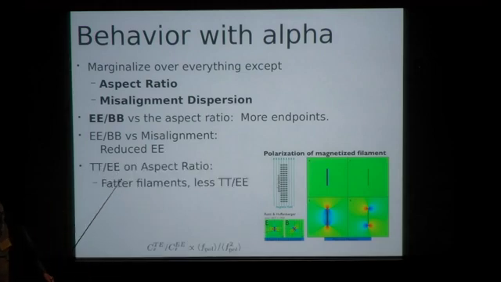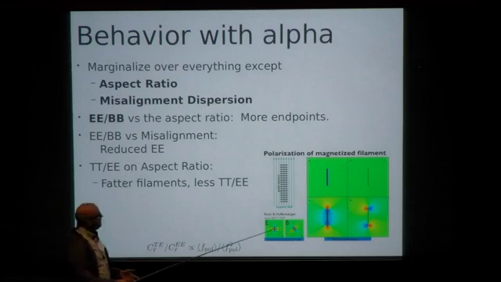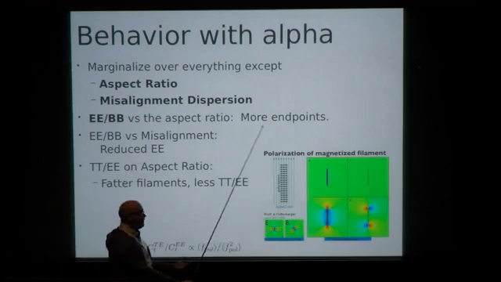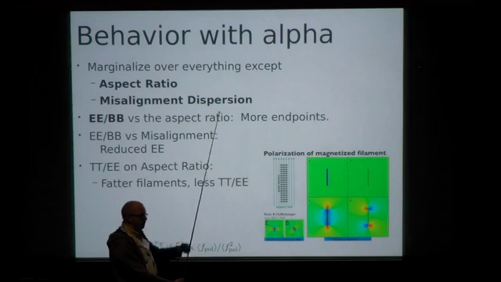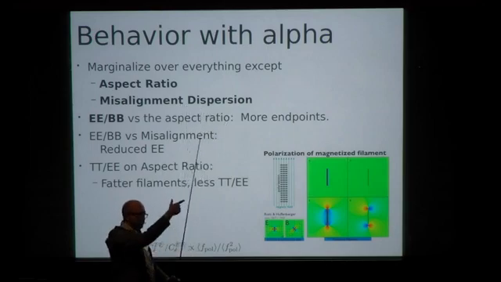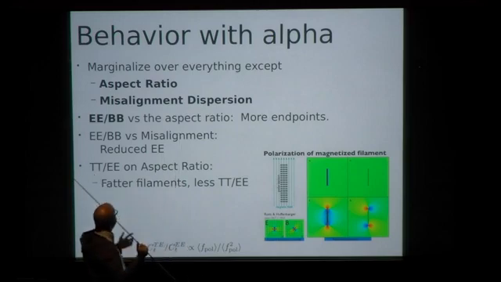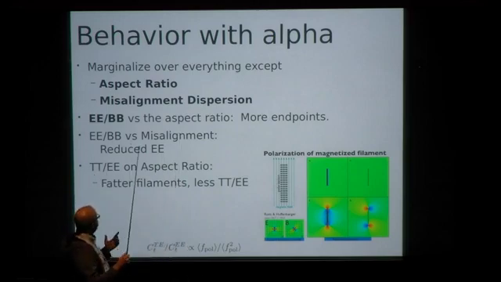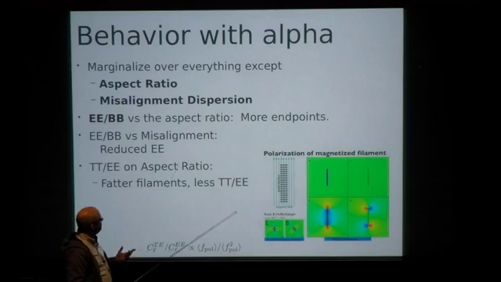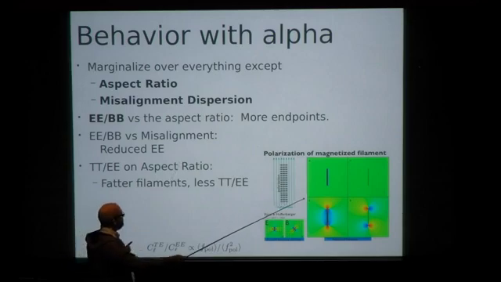How does this depend on T to E as well? Since my field is mostly along the line of sight and my Green's function is a flower that travels along the polarization, my polarized filament for the most part gives me E. As I change the mean aspect ratio, I'm going to have fatter filaments. So we'll have less T to E overall because we'll have more B.